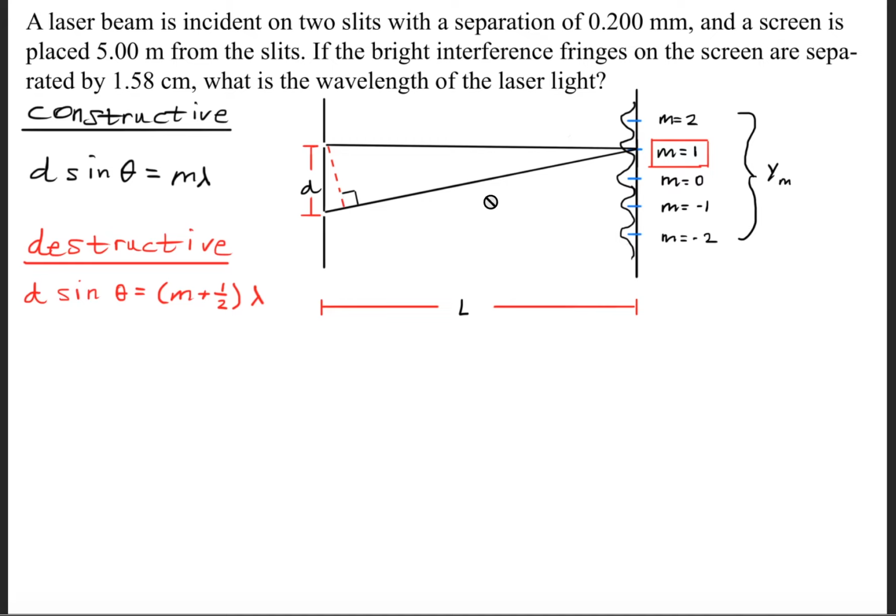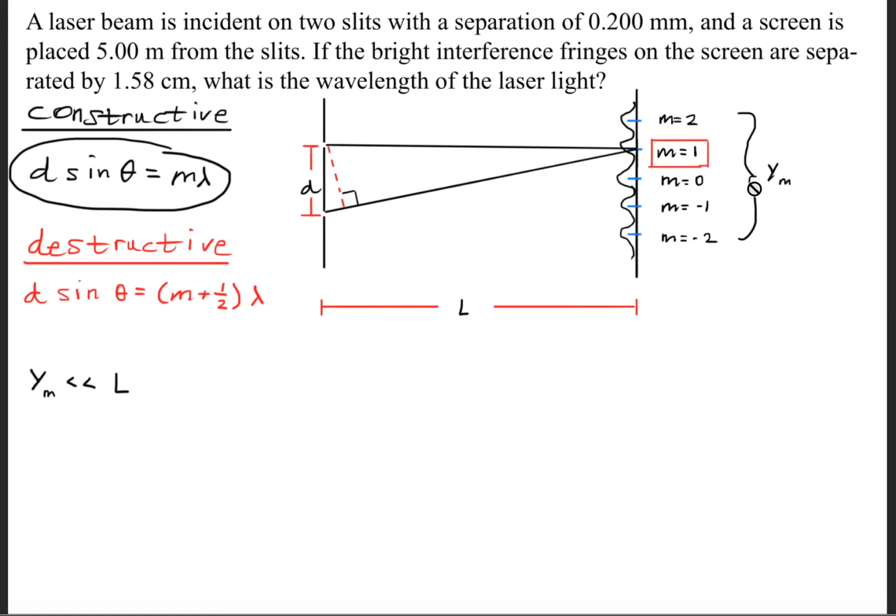Now, the question states, if the bright interference fringes on the screen are separated by 1.58 centimeters, what is the wavelength of the laser light? So that right there indicates we're going to need to use the constructive interference formula. Now, we have a really cool technique that we can use to simplify questions like this.